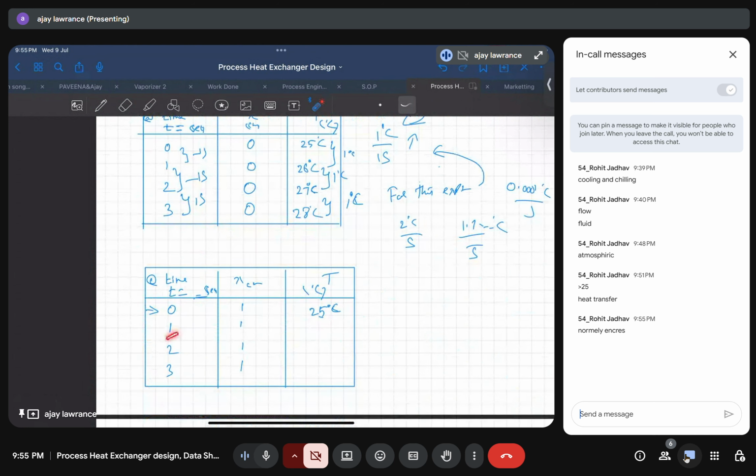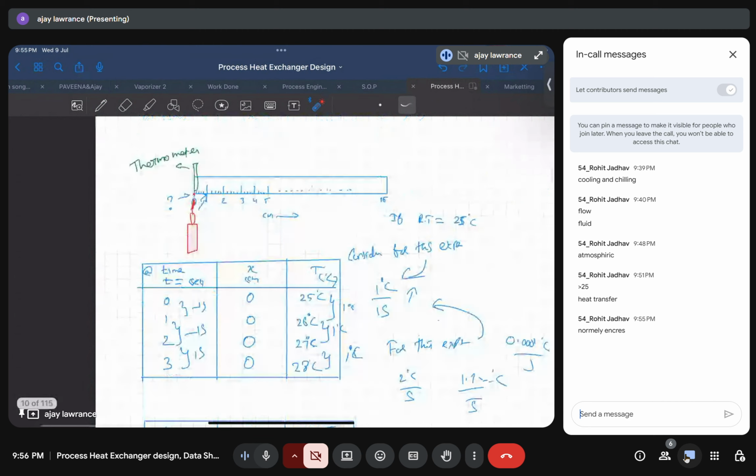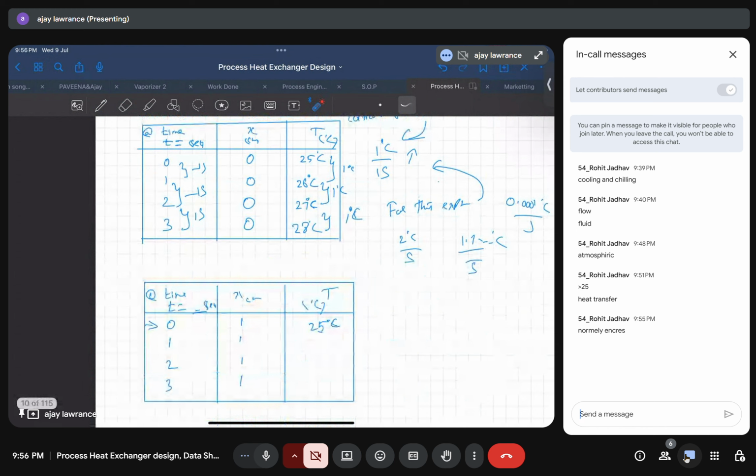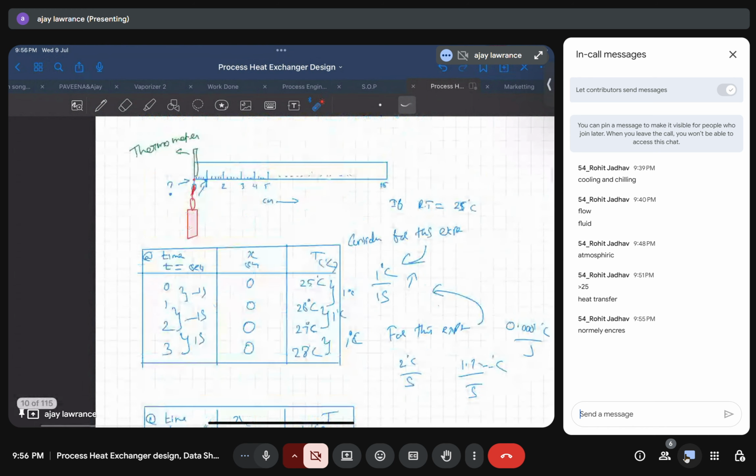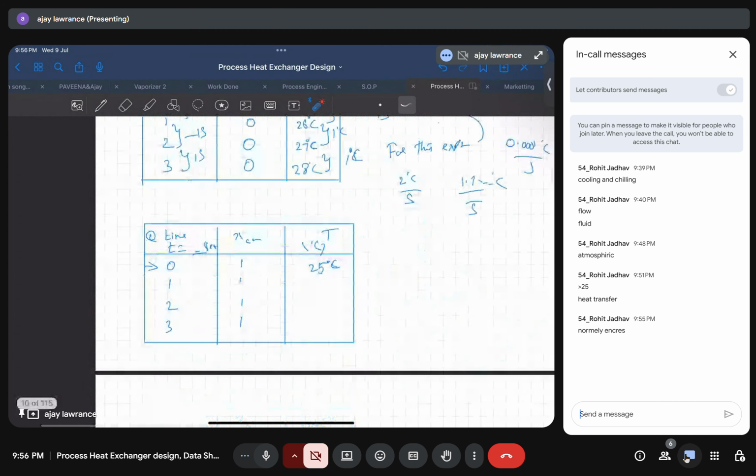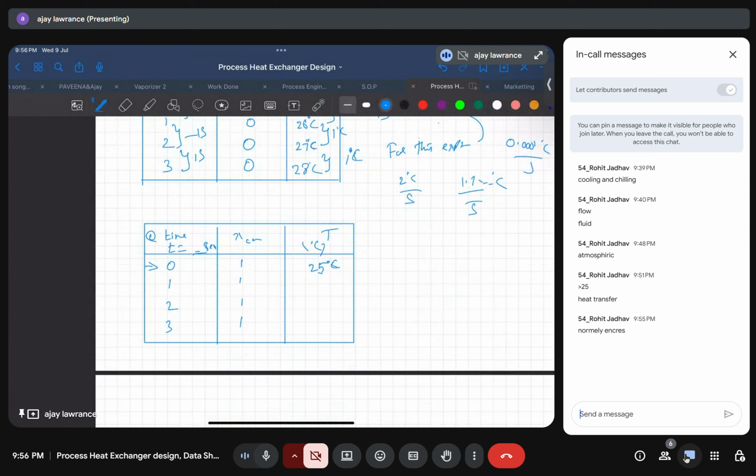But after 1 second, what will be the temperature of point 1? After 1 second, the temperature here is 26 degrees Celsius. What might be the temperature at the next point? What is the answer? 25. Why?